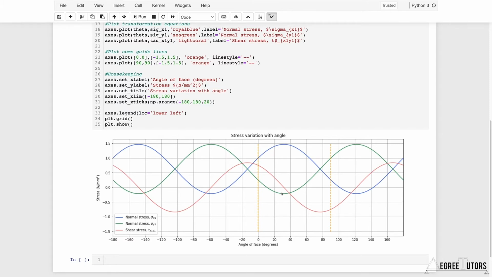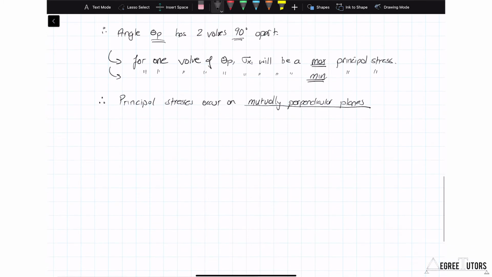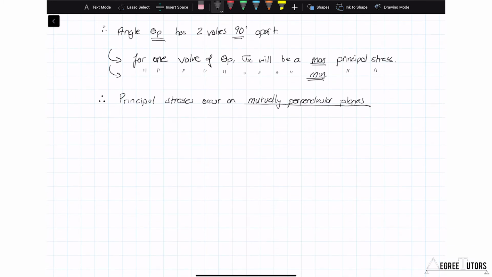Okay, so it can be difficult, certainly initially when you're looking at this stuff, to try and relate this back to our little stress element. So let's relate what we've just discussed, what I've just explained between the maximum here and the minimum here, straight back to an element. So I said the maximum principal stress is going to occur on a plane that's orientated at about 30 degrees. Okay, so what does that actually mean?